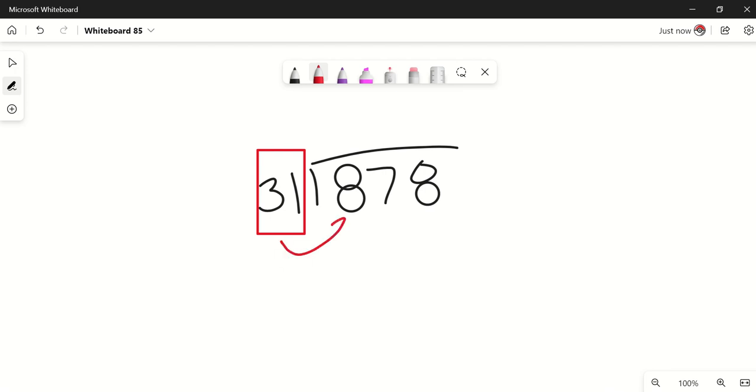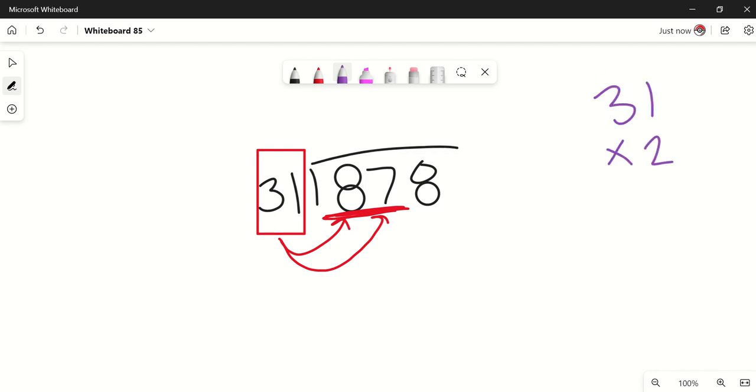31 clearly will not go into 8, so I will look and see what 31 will go into 87. Now, I'm going to guess and check. I know that twice 30 is 60, and if I add another 30 to it, it's going to be 90. So it's probably not going to be 3 times. It's probably only going to be twice.